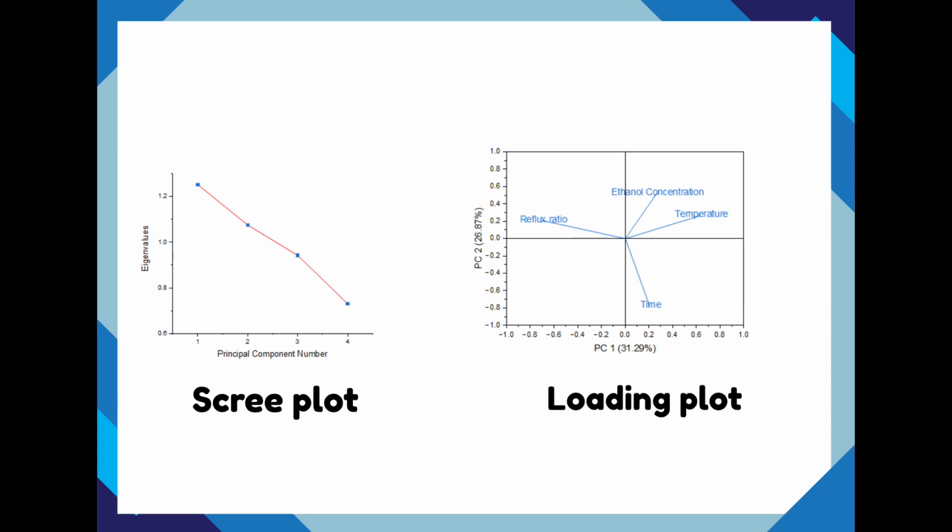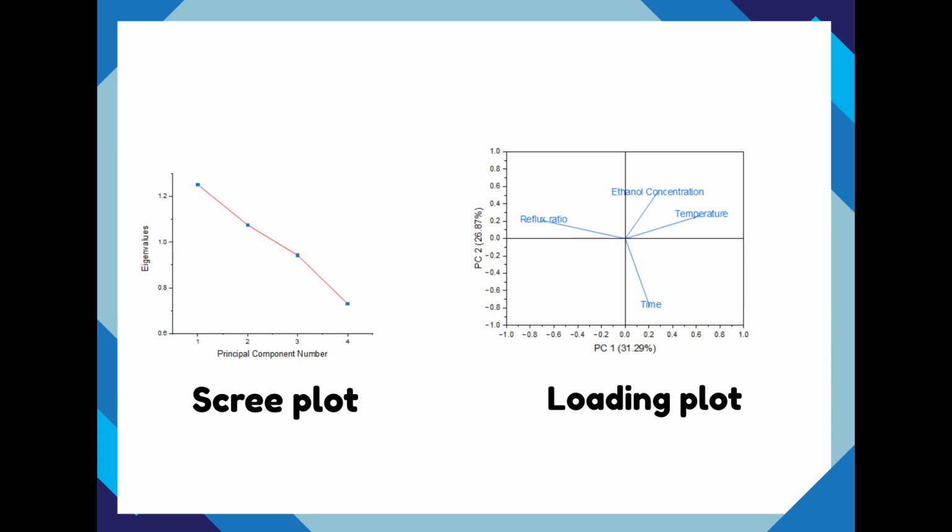First, we have the scree plot. This shows how much variance each principal component explains. PC1 captures the largest portion of the data's variability, followed by PC2. This helps to decide how many components are meaningful for analysis. For example, in our case, PC1 and PC2 are sufficient.